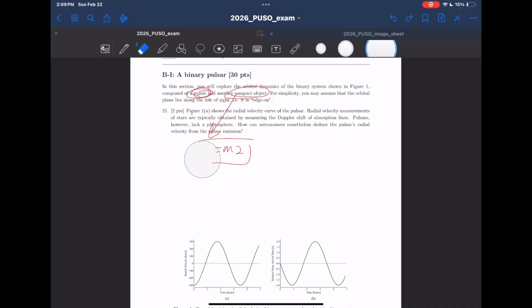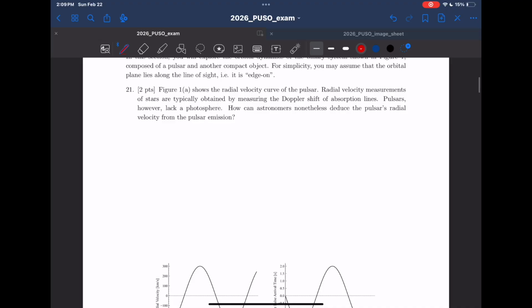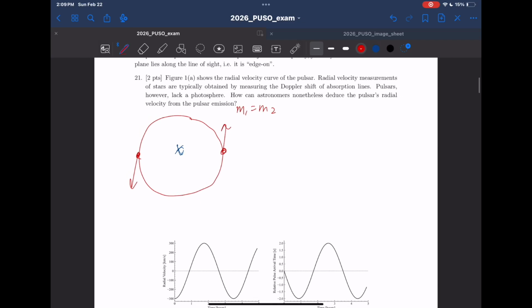And so for zero eccentricity systems, the best way you can draw this image, which is the correct image, is that you have a circular orbit, right? And you have both pulsars on this circular orbit, m1 equals m2, orbiting about a common center of mass right here. So that's the image we're dealing with. The first question asks that we can't use Doppler shifting of absorption lines to get the radial velocity. So how do we get the radial velocity?